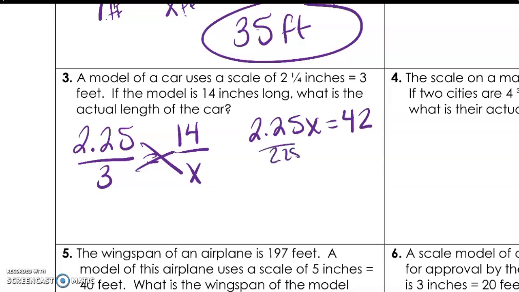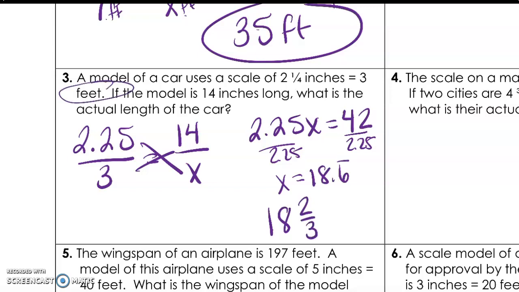When you divide by 2.25, your calculator is going to give you 18.6 repeating. You need to change that to 18 2/3. And again, it would be feet. We're trying to find the real length of the car. So 18 2/3 feet.